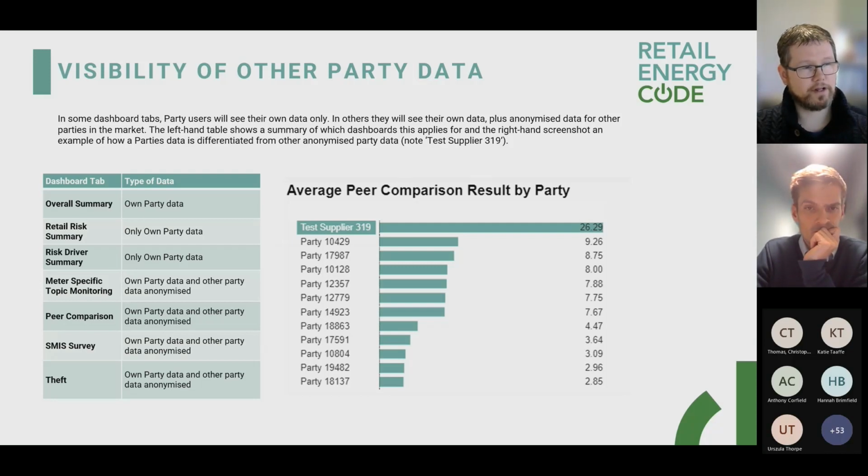And on the right, we've just given an example of how that looks, and we'll see this as we go through as well, of course. So on that right-hand chart, test supplier 319 is the real supplier name. So in this view, I am test supplier 319. And if that was Andrew Energy Inc., for example, then that is what it would say as the description. So you will see your actual party name within that particular chart, and you'll see it highlighted as you can see there as well.